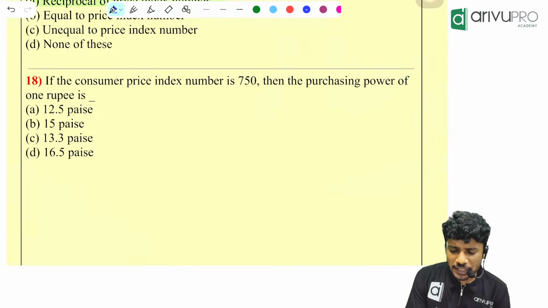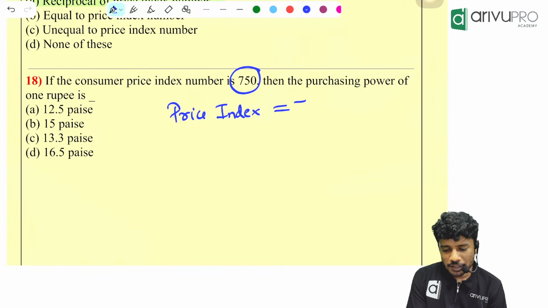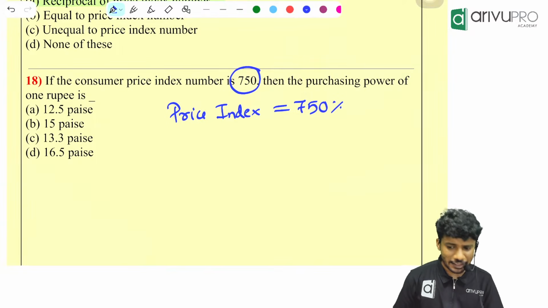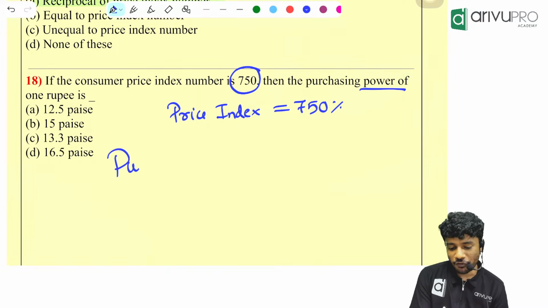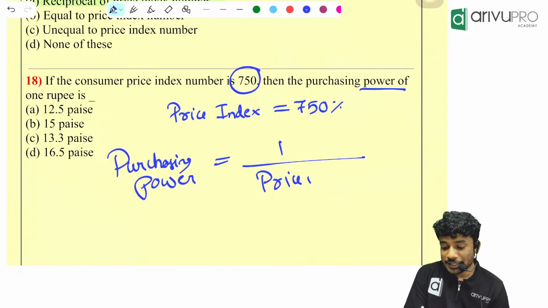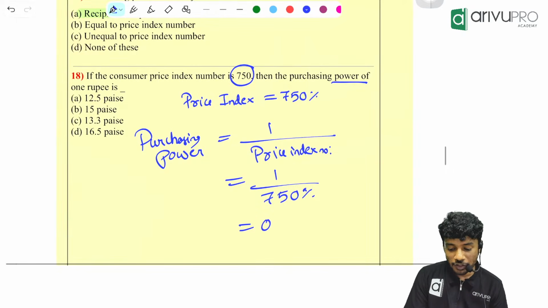If the consumer price index is 750, that means the price index is given as 750 percent. Yes, we are mentioning it in percentage itself. Then the purchasing power of 1 rupee is how much, is the question. What is the formula for purchasing power of money? Purchasing power is nothing but 1 divided by price index number. Now, 1 divided by 750 percent will give you how much? Percentage button you should click. You will get how much?